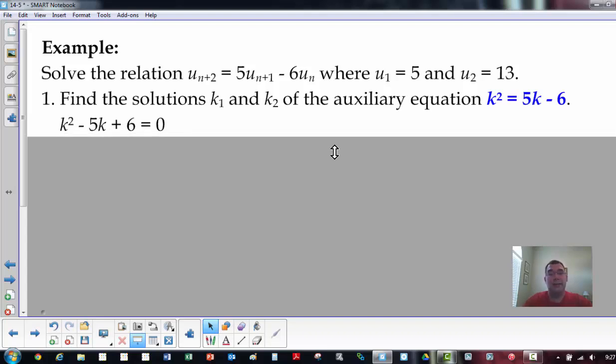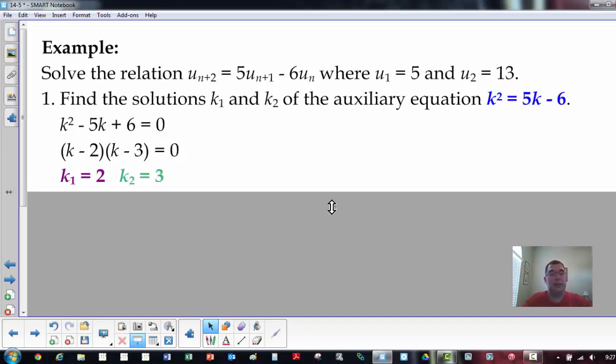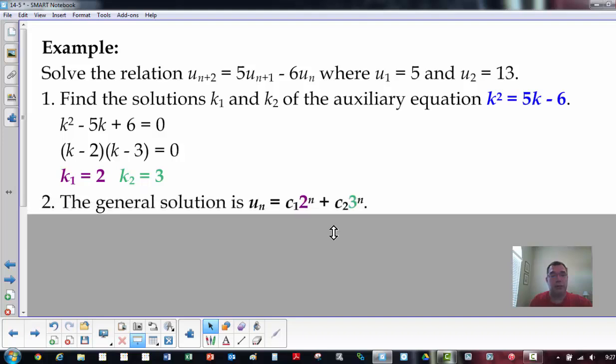So I need to solve that, and since it's a quadratic, I like to solve quadratics by moving everything to one side so that there is a 0 on the other side. So this is the quadratic I have to solve: k squared minus 5k plus 6 is 0. That can actually be factored into (k minus 2) times (k minus 3) equals 0. So that means that my first constant is 2, my second constant is 3. Those could easily be switched so that k1 was 3 and k2 was 2, and it doesn't really matter based on how the final solution looks.